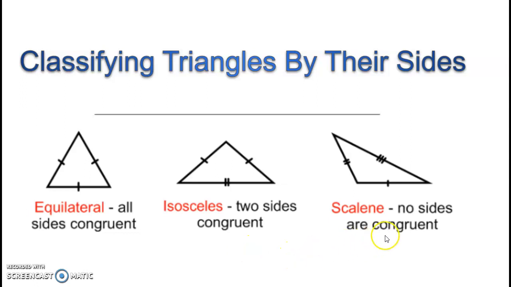And then your third one is a scalene triangle. All 3 sides are different. No sides are congruent.